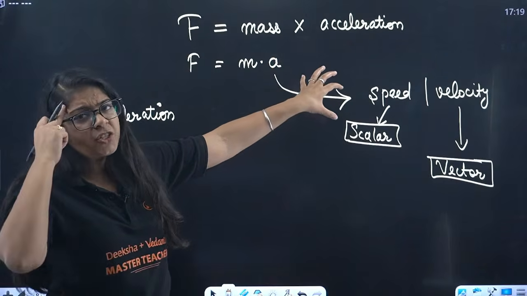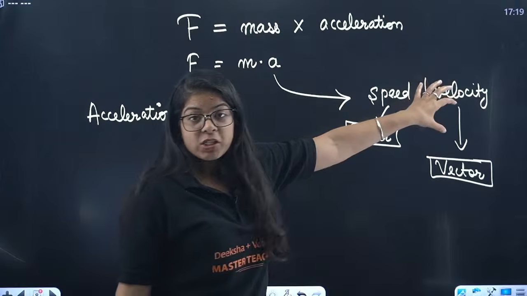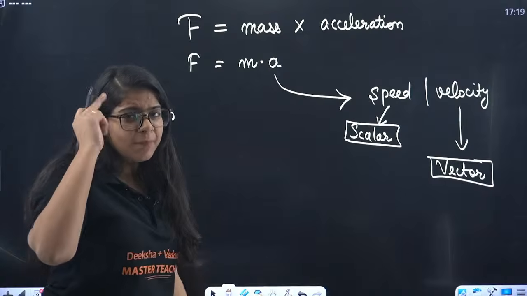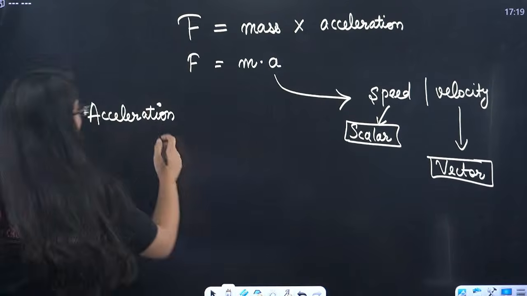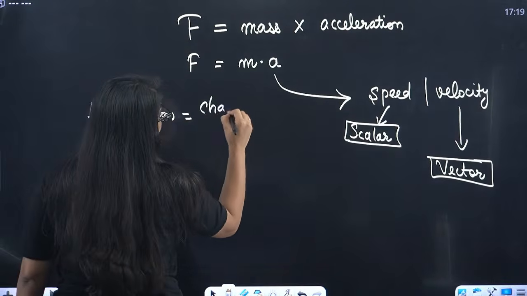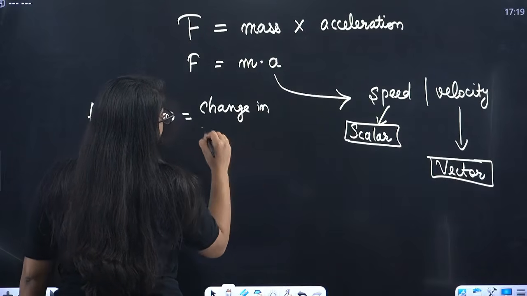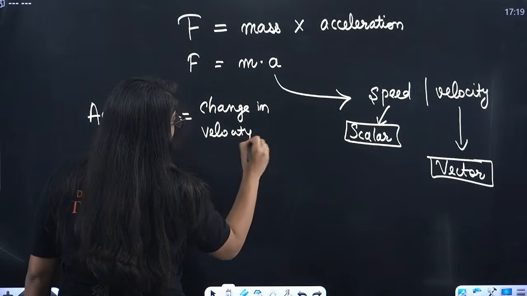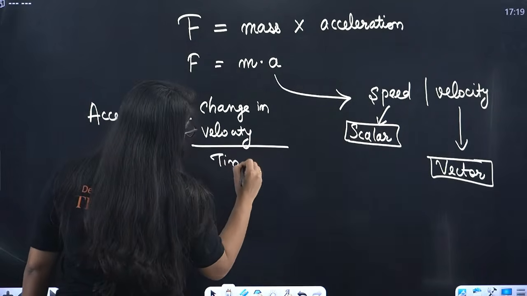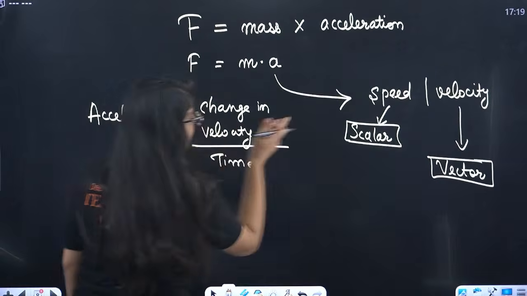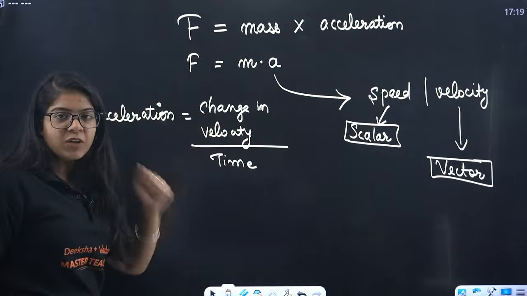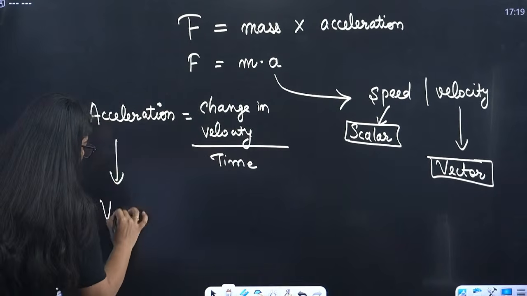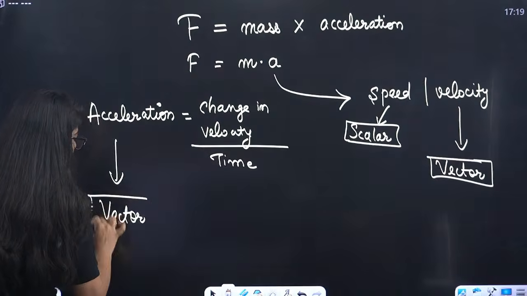Ma'am, we studied acceleration in motion. We studied speed and velocity. Okay, speed is scalar, velocity is vector. Now ma'am, it rings a bell if I revise that acceleration is change in velocity per unit time. Okay, now ma'am, velocity is vector. If acceleration depends on velocity, then acceleration will also be a vector. So acceleration is also a vector.